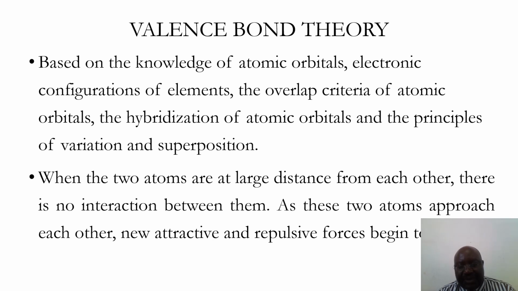Valence bond theory. Based on the knowledge of atomic orbitals, electronic configurations of elements, the overlap criteria of atomic orbitals, the hybridization of atomic orbitals, and the principles of variation and superposition, we can now ably discuss what we call valence bond theory, given that knowledge in the background.